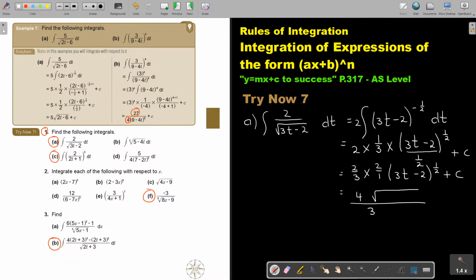Can take it back to the root. And then I'm going to say plus c. Okay, that's how you do it. Number c.